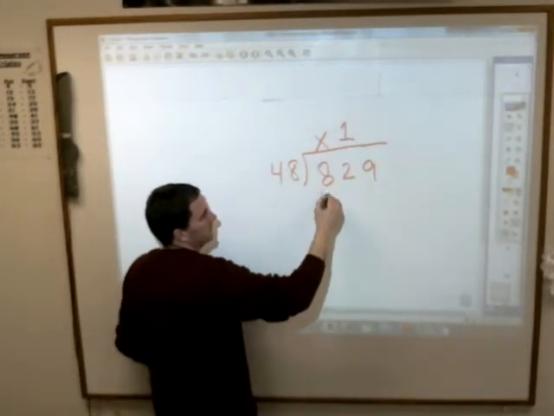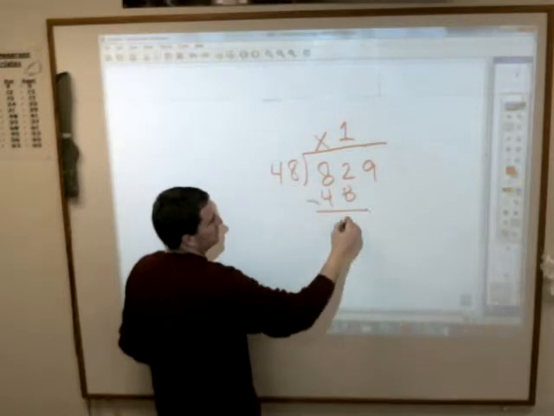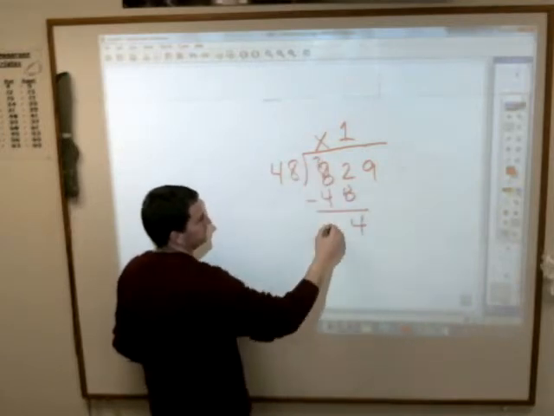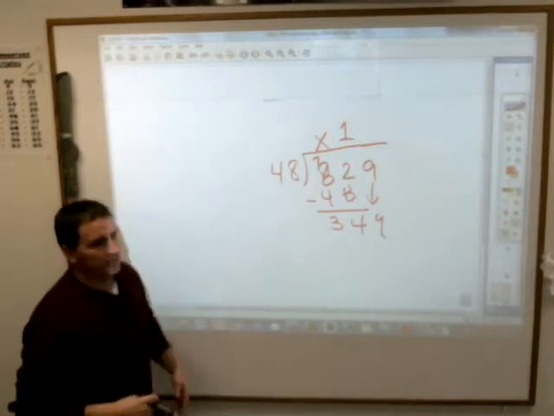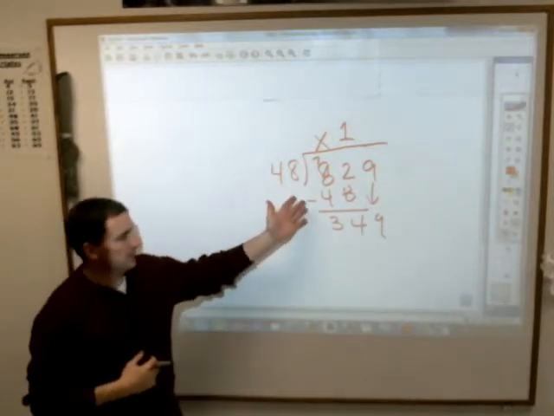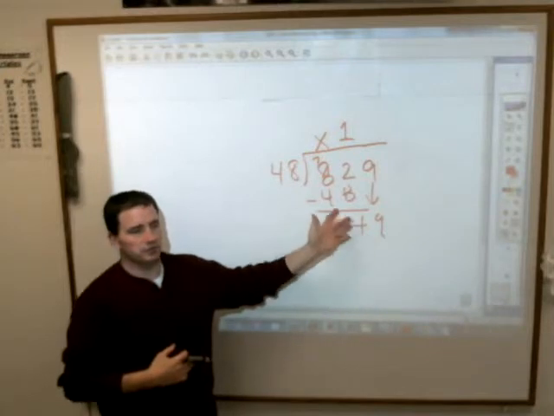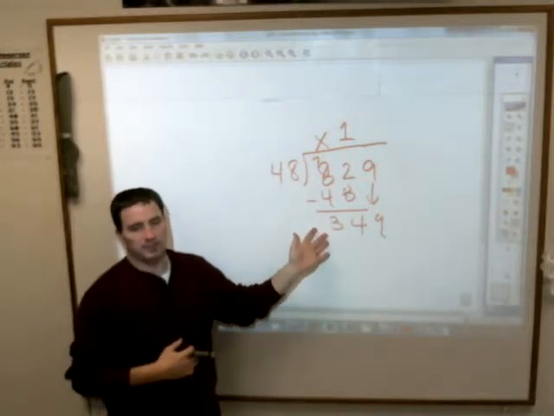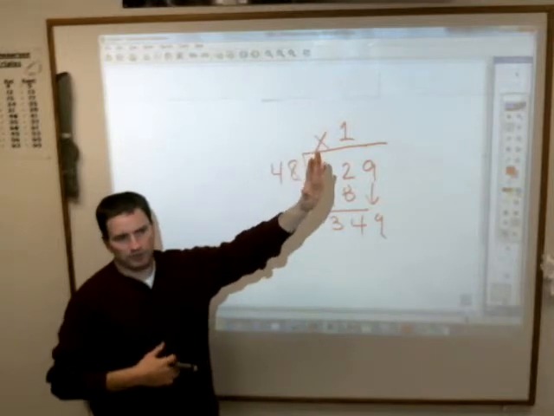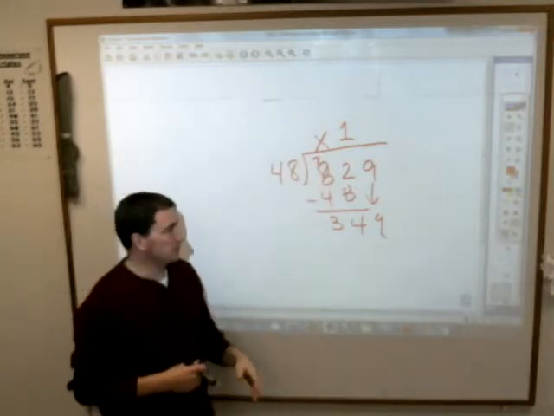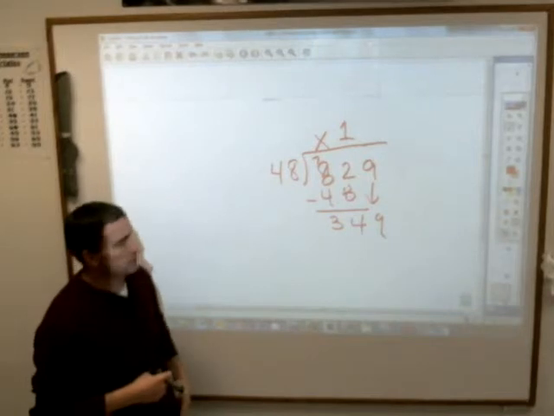Then 1 times 48 is 48. You do your subtracting. You get 349. And it's much easier to think about how many times 50 will go into 349 as opposed to 48. If you think of counting by 50s: 50, 100, 150, 200, 250, 300, 350. So your choice is either going to be 6 or 7. Which one do you think it is?